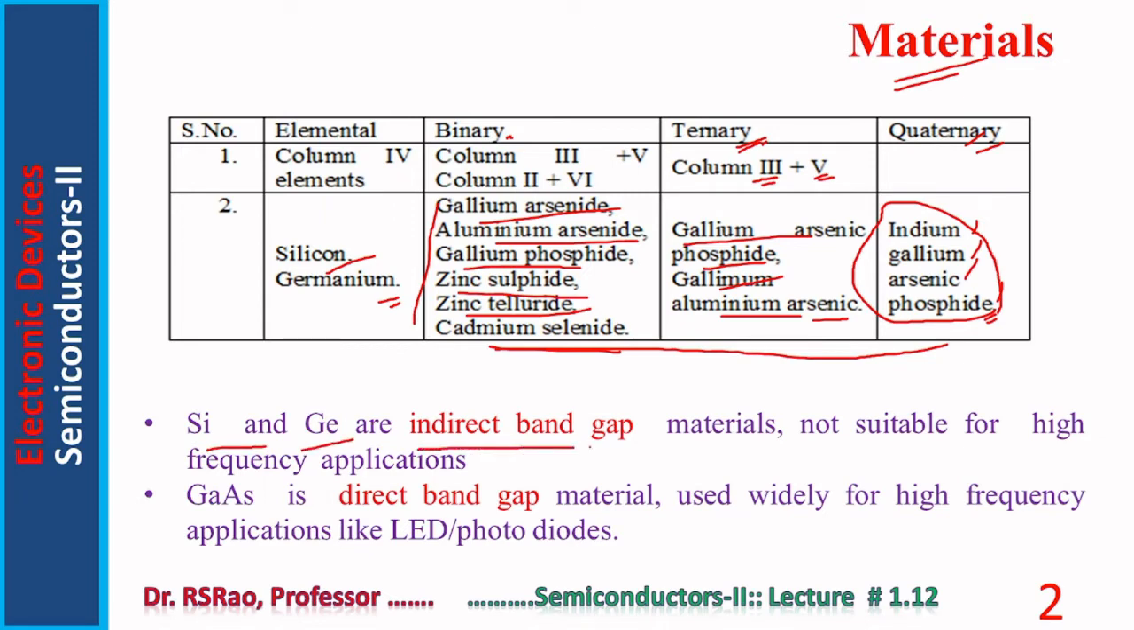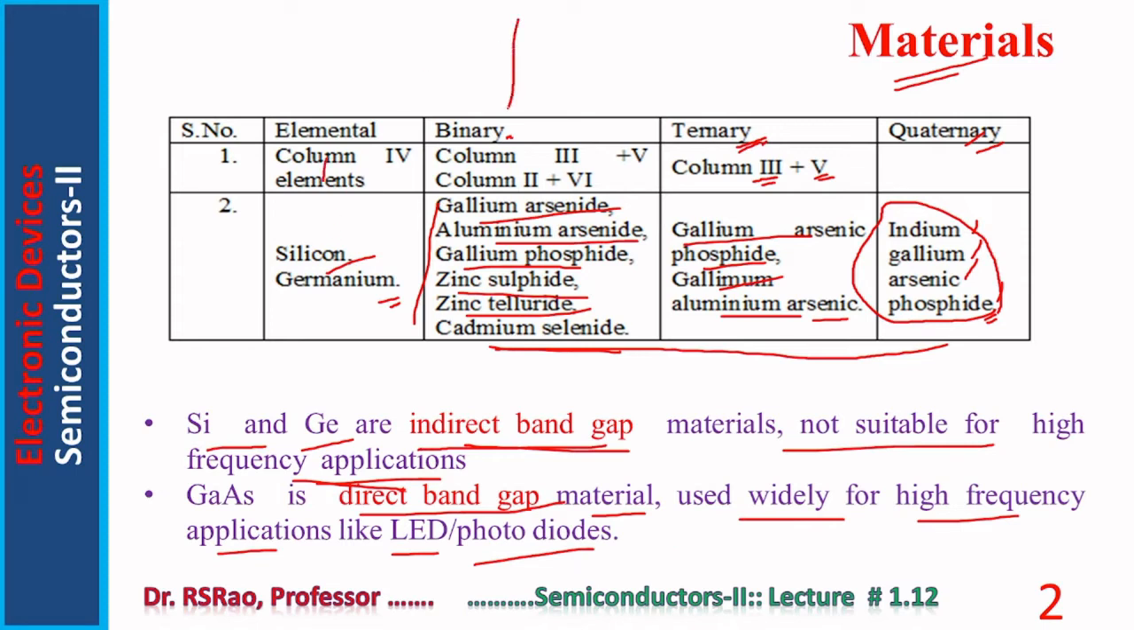Both are indirect band gap materials, hence not suitable for high frequency applications. Gallium arsenide is a direct band gap material and is widely used for high frequency applications, like in the fabrication of LEDs, photodiodes, etc. What is an indirect band gap material and what is a direct band gap material?